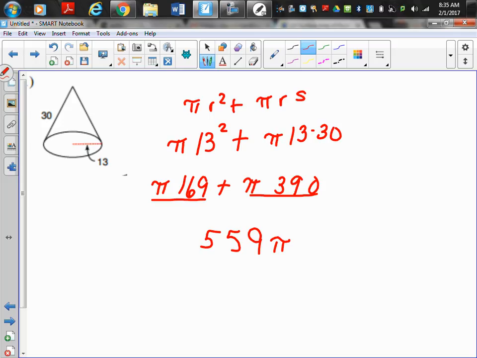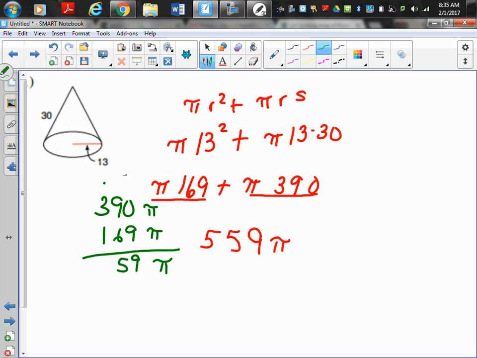If they want it in terms of pi, remember we talked about when we were doing the cylinders, you hold your pi till the end, you add all your numbers, and then put a pi. So that's the same thing here. 390 pi, 169 pi, 559 pi. If they want it as a decimal, then you just plug this piece right here plus this piece right here into your calculator. Both of them give us the answer, so it's approximately 1755.26. Yes, ma'am. Did you multiply by pi? Yes.